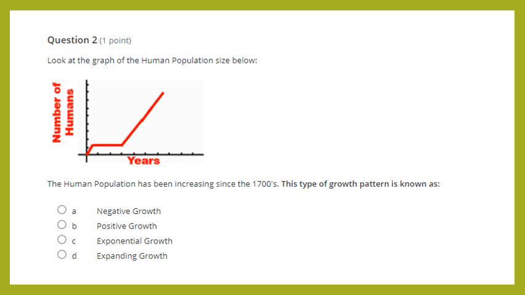All right, question 2. Look at the graph of the human population size below. If I look at the y-axis, up and down, I have number of humans. On the x-axis, or side to side, I have years. So if I just look at the pattern, it seems that as the years go forward, the human population is increasing. The human population has been increasing since the 1700s. That's basically what the graph shows me. This type of growth pattern is known as A, negative growth, B, positive growth, C, exponential growth, or D, expanding growth.